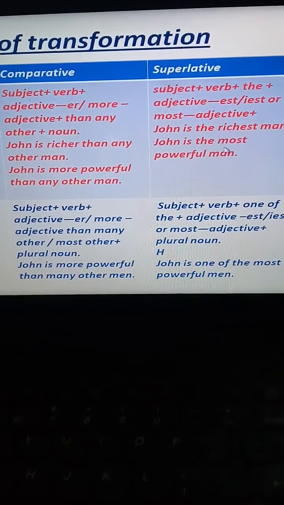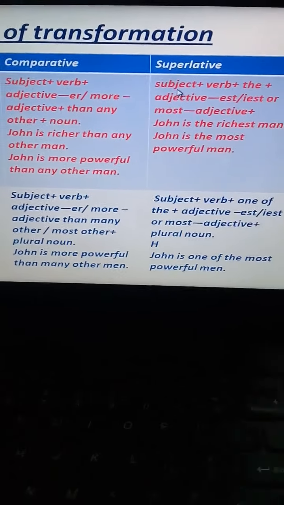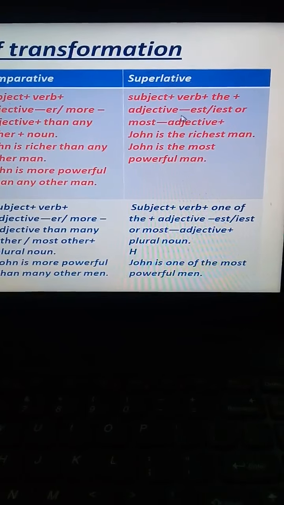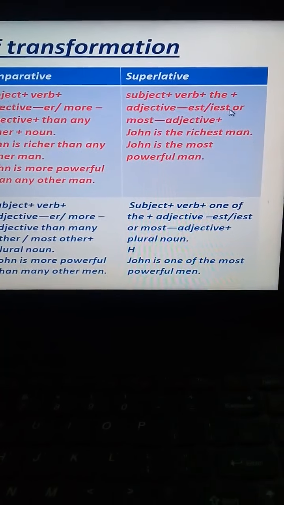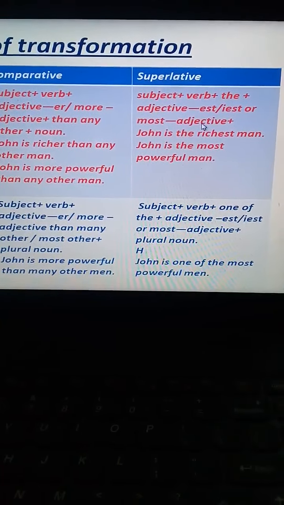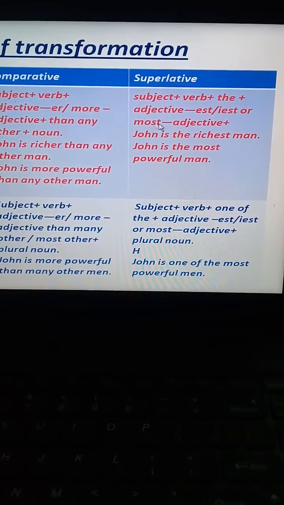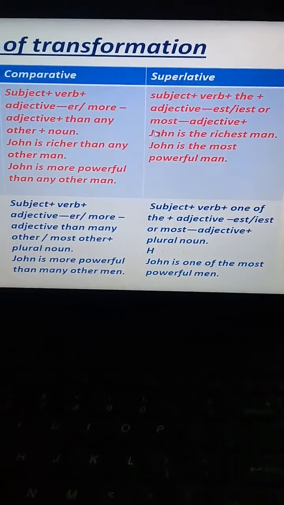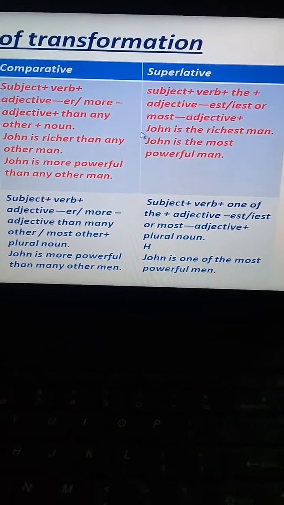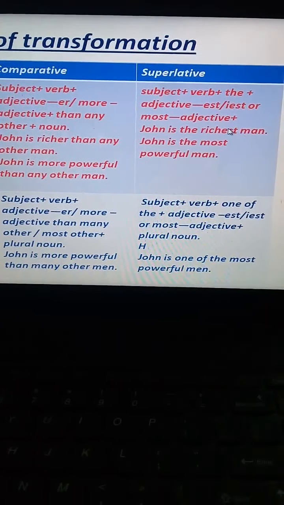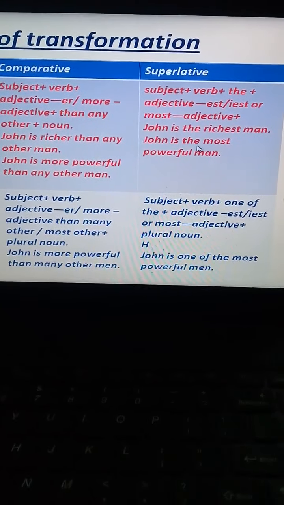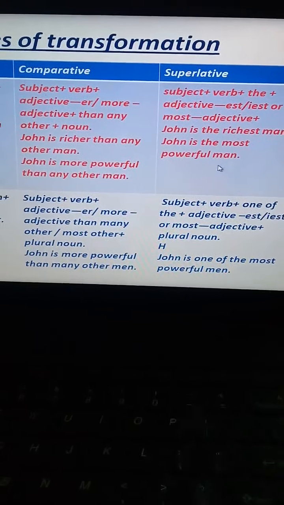Okay, in the superlative degree, the structure is subject, then verb, then article the, and after that adjective with est or iest, or most before the adjective, and the rest of the sentence. So John is the richest man. John, then verb, the article, then richest man, and John is the most powerful man. Here I have used most. John is the most powerful man.